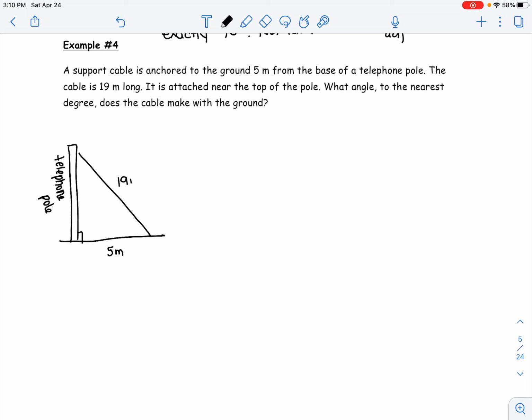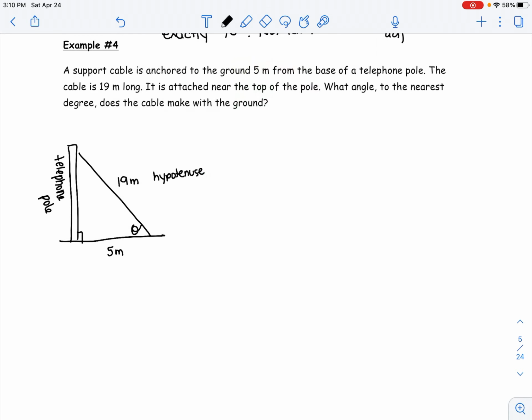The cable is 19 meters long, which is actually our hypotenuse. It is attached to the top of the pole. What angle to the nearest degree does the cable make with the ground? Now, first of all, if we want to use our tan, we're going to have to look from a certain angle, and this is the angle they want. So what angle does this cable make with the ground, which is this right here?